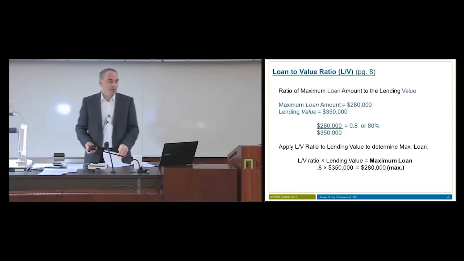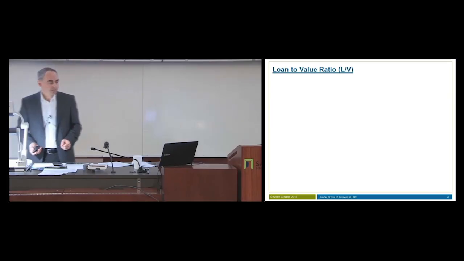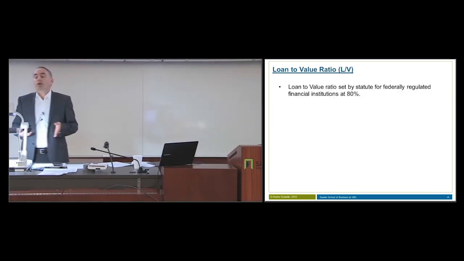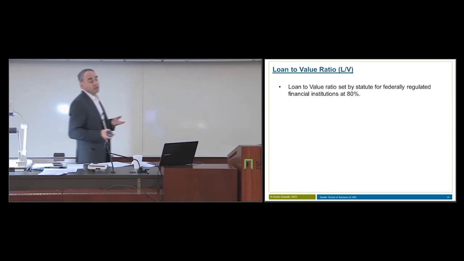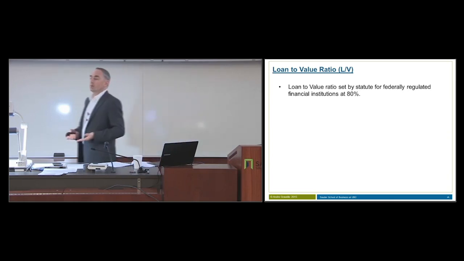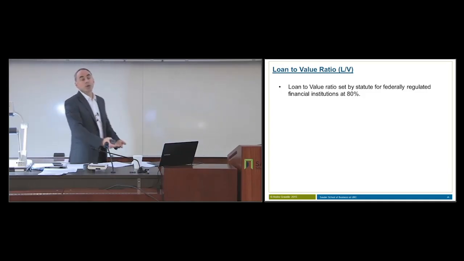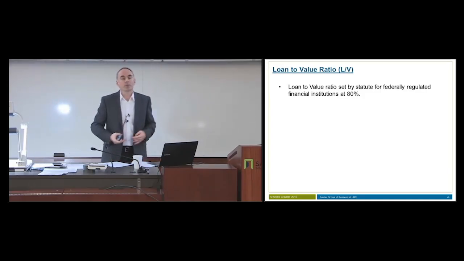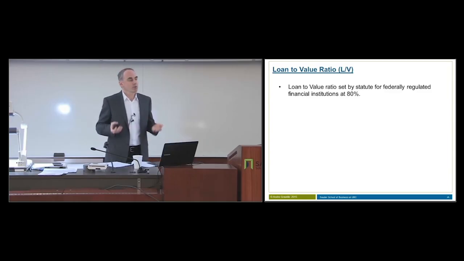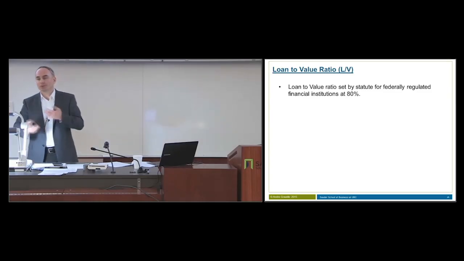Now, a couple other things about loan-to-value ratio. The loan-to-value ratio is set by statute for federally regulated financial institutions at 80%. So banks can loan up to 80% of the value of a property. As some of you may recall, for many years that was 75%, so it was lower. And the federal government raised that to 80%, likely as a desire, as a goal to allow people to borrow more money, buy more houses, invest more in the economy, and all those sorts of good things that happen as a result of a buoyant housing economy.